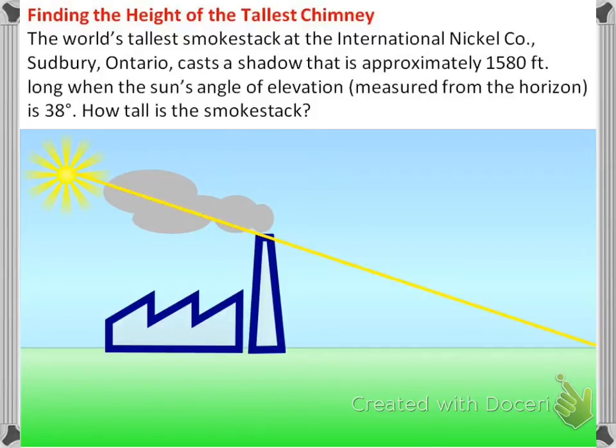The sun is beaming down on this factory, or on this chimney. And this is where our line of sunlight is hitting the chimney. And because it's hitting this chimney, it is causing it to create this shadow.